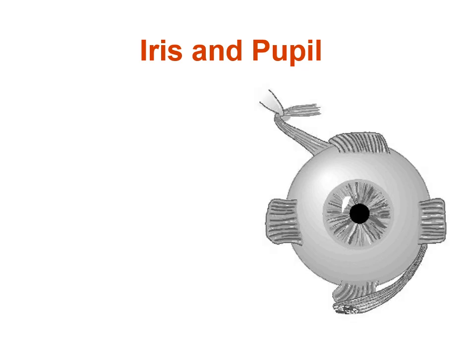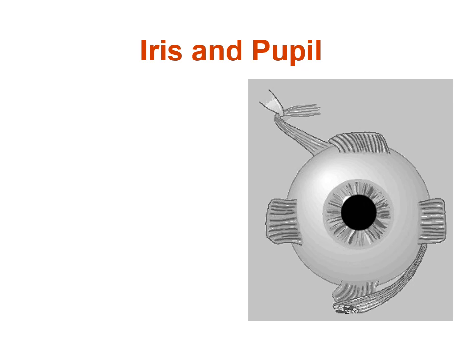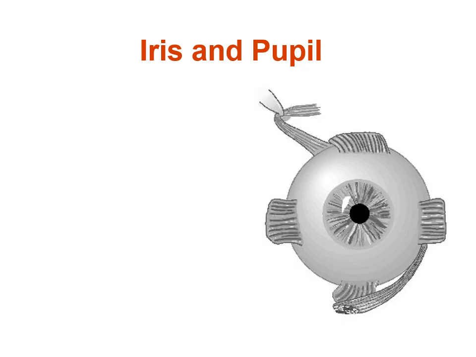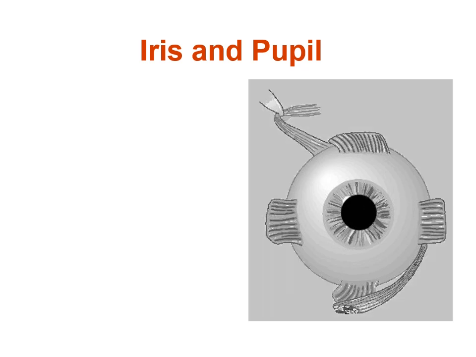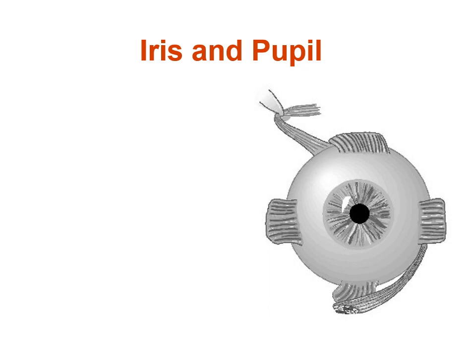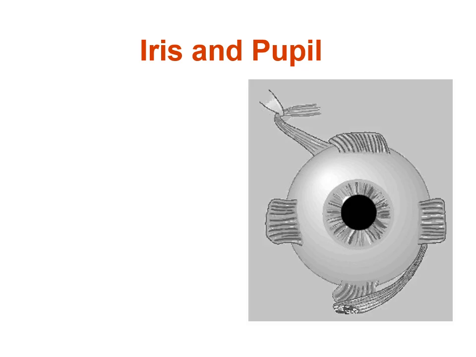The aqueous humor surrounds a pair of muscles in the eye called the iris. We use the iris to describe a person's eye color. The more important job of the iris is to regulate how much light can enter the eye. The iris has a hole in the center called the pupil.